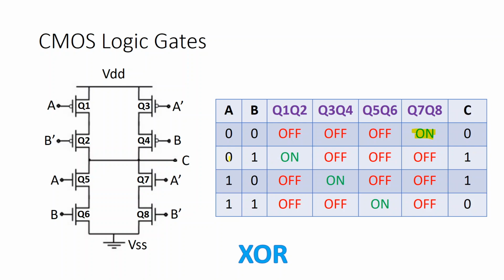Similarly, you can analyze for 0, 1. So when we have combination 0, 1, then this channel becomes open. This becoming 0 makes Q1 on, B becoming 1, B dashed is 0, so Q2 becomes on. So this channel opens and VDD comes to C. However, Q3, Q4 is off, but it doesn't matter because already I have been able to take VDD to C.